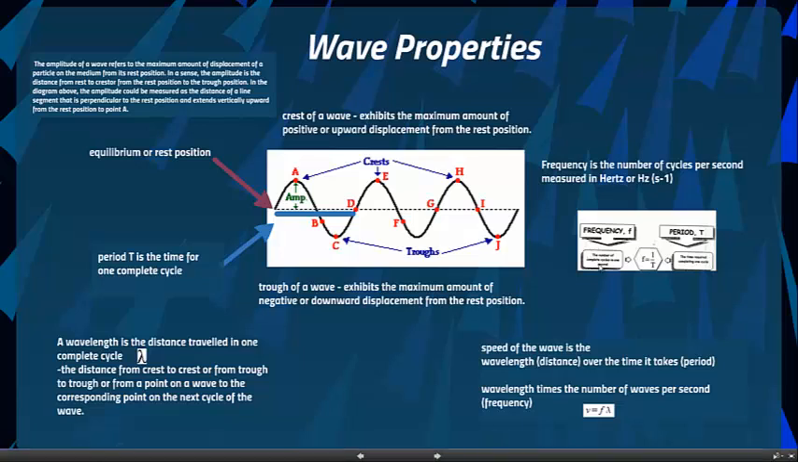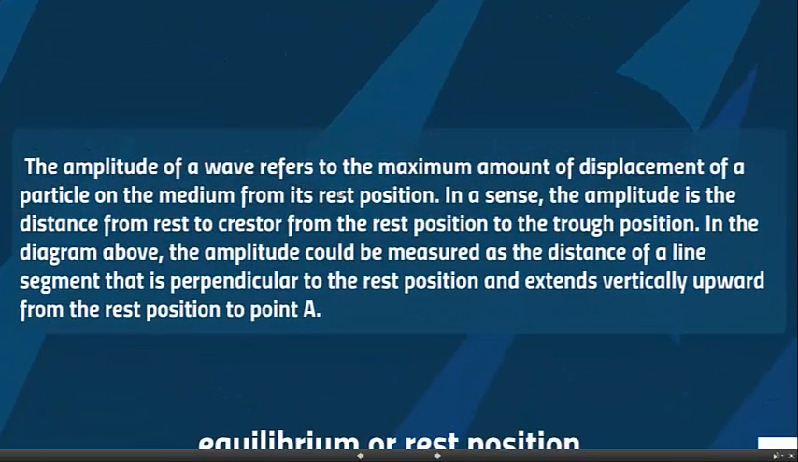The wave has several properties which I'm sure that you've covered before, but we'll review it anyway. It has a sinusoidal shape, and the shape has a certain amplitude. The amplitude is basically from this equilibrium or rest position through to this point here, the crest. So the amplitude refers to the maximum amount of displacement. It's really the distance from the rest to the crest or from the rest through to the trough.